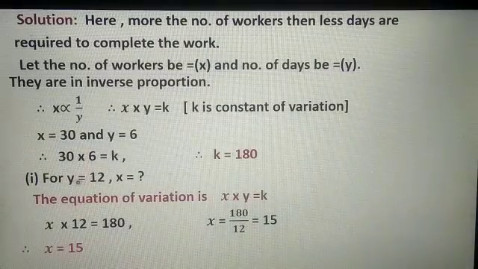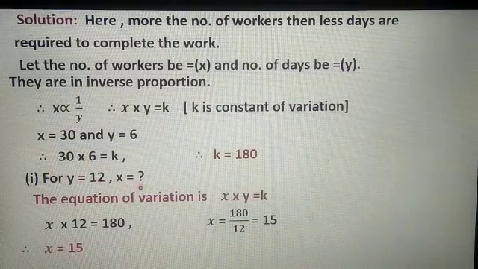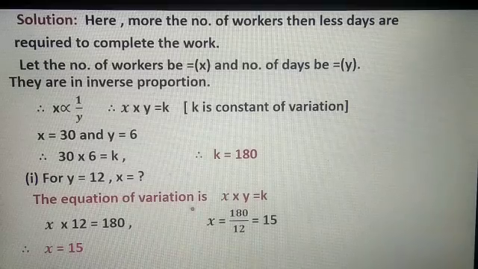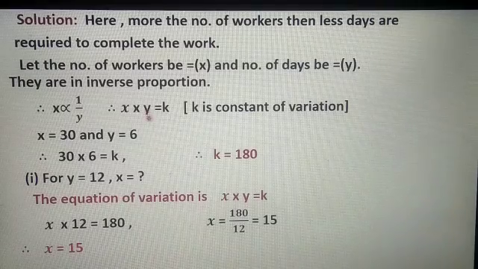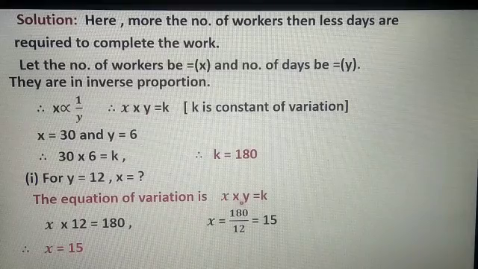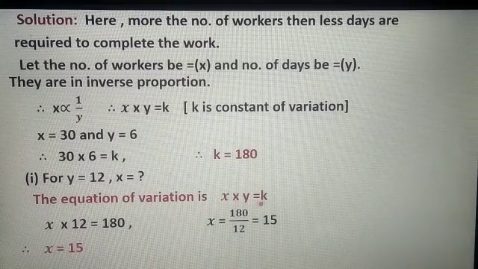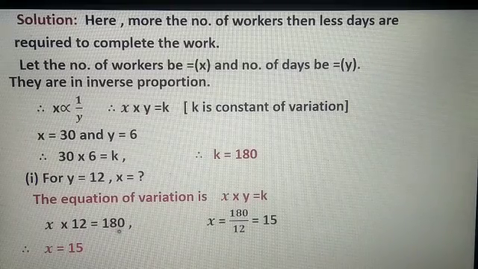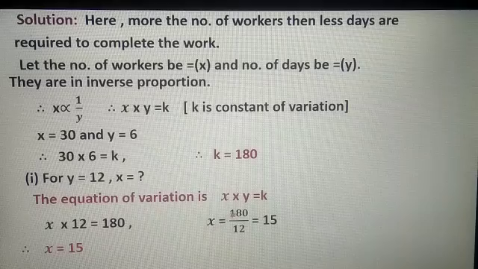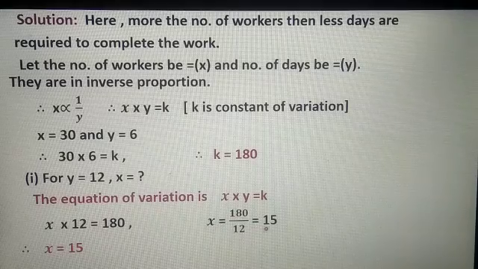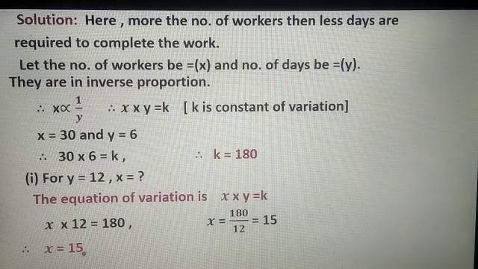For Y is equal to 12, X is equal to question mark. So what is the equation of variation? Equation of variation is X into Y is equal to K. Substitute the values of Y and K. So X into 12 is equal to 180. So X will be equal to 180 upon 12, that is 15. So we get X is equal to 15.